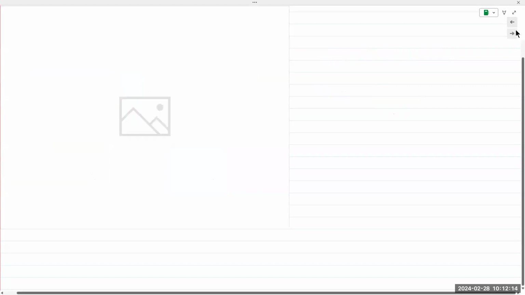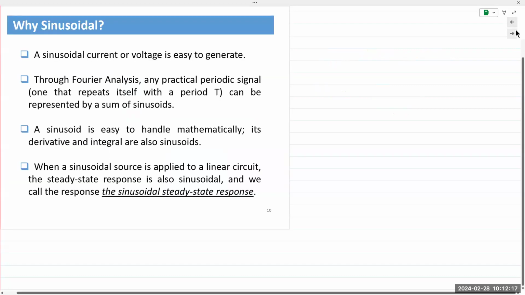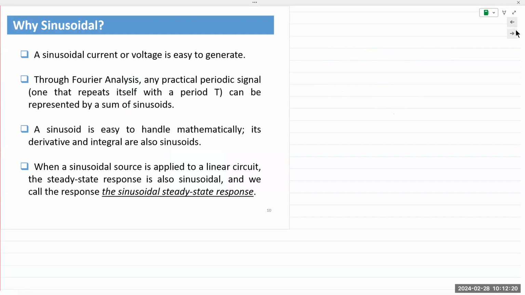Okay, so why do we use sinusoidal? Well, the first and the most important reason is that it's very easy to generate. Sinusoidal voltage and currents are very easy to generate. You have a coil that is mechanically rotating inside a magnetic field, which has a north and a south pole. And so when the electrons come out, the shape of the current and the voltage is sinusoidal in nature. It goes to a positive peak, north pole, goes back down to the negative peak, south pole, and back and forth. And so they are very easy to generate.